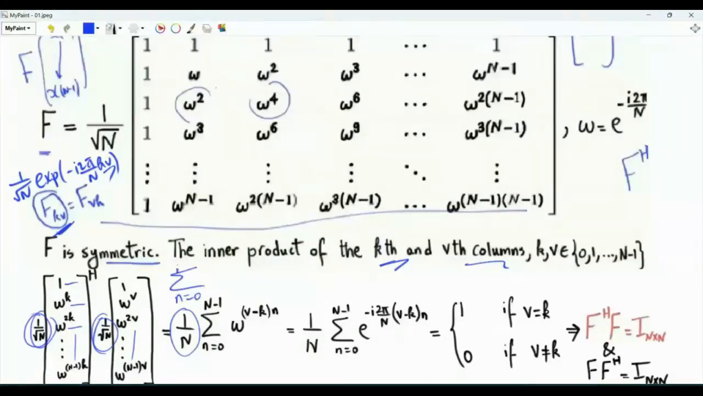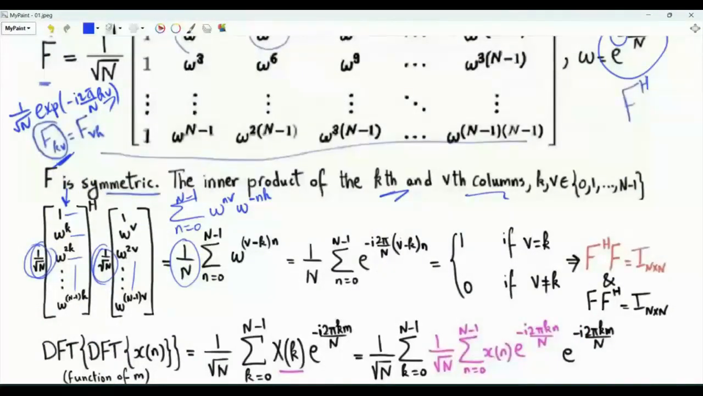We need a summation over n from 0 to n minus 1, and then we need to take omega to the nv from here and multiply by the complex conjugate of the corresponding element in this vector. And so this will be omega to the minus nk. Note that when we take the complex conjugate, we just change the sign here. This is the summation that we have. If k is equal to v, then we have e to the power 0, that's 1. The summation is n, and n divided by n is 1. This means that each column in matrix F has a unity L2 norm.